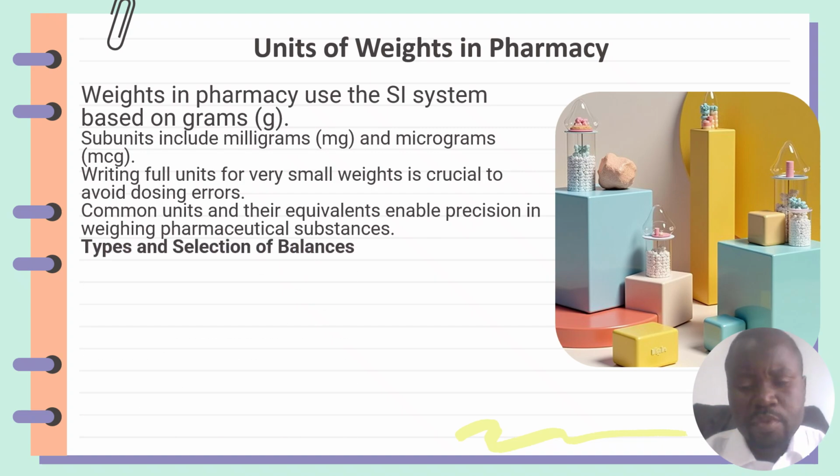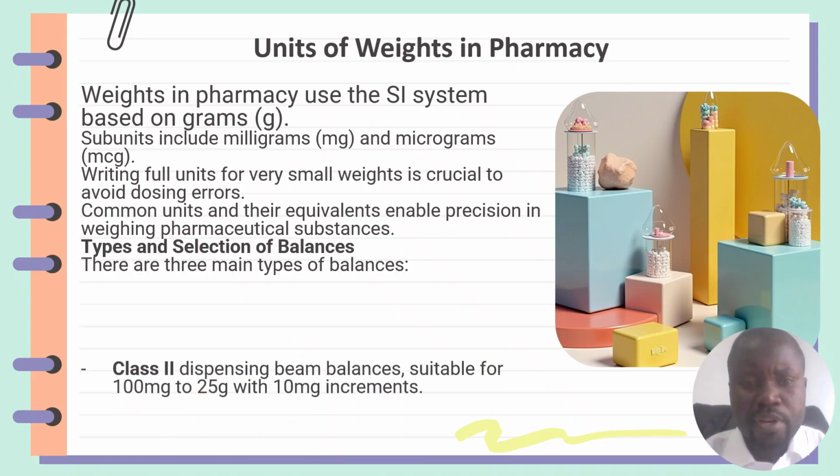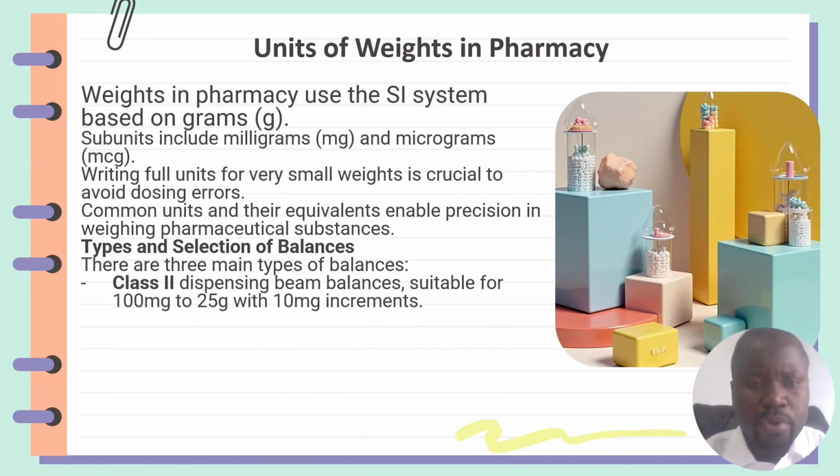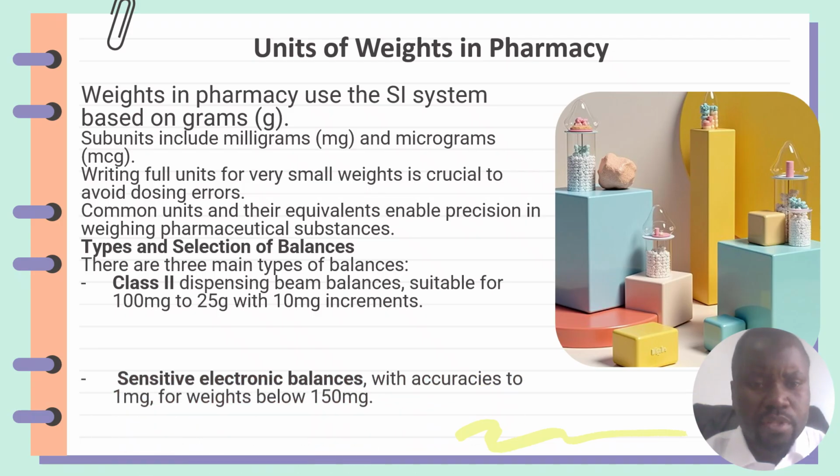So what are the types of balances we have? There are a number of them. The main ones are three. We have class 2 dispensing beam balances. Obviously, these are balanced with the metals and then with the substances that we are weighing. They are suitable for 100 milligrams to 25 milligrams within 10 milligram increments.